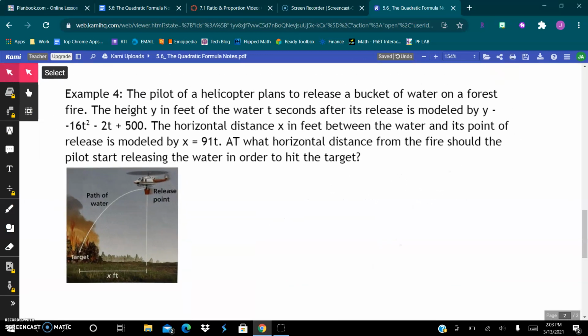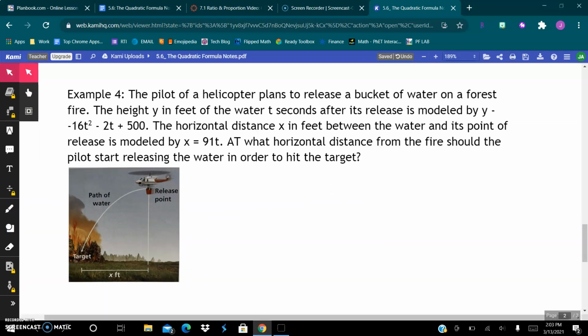And for our last example, it says the pilot of a helicopter plans to release a bucket of water on a forest fire. The height y in feet of the water t seconds after it is released is modeled by y equals -16t squared minus 2t plus 500. The horizontal distance x in feet between the water and its point of release is modeled by x equals 91t. At what horizontal distance from the fire should the pilot start releasing the water in order to hit the target?